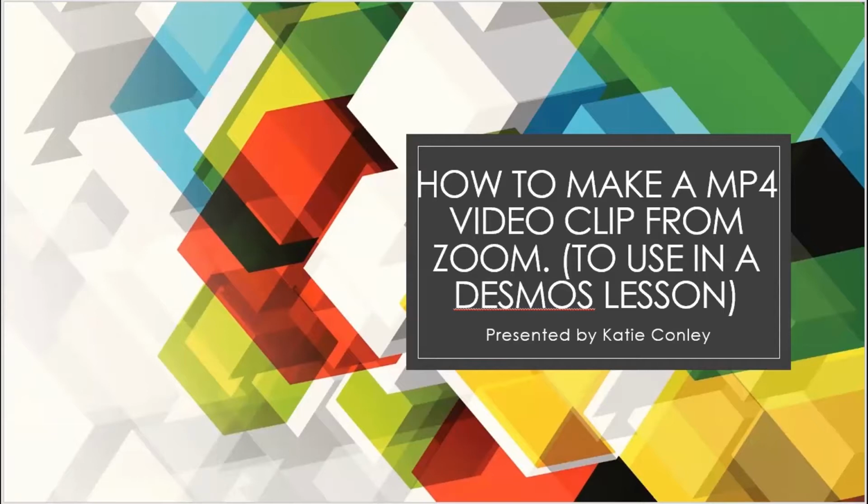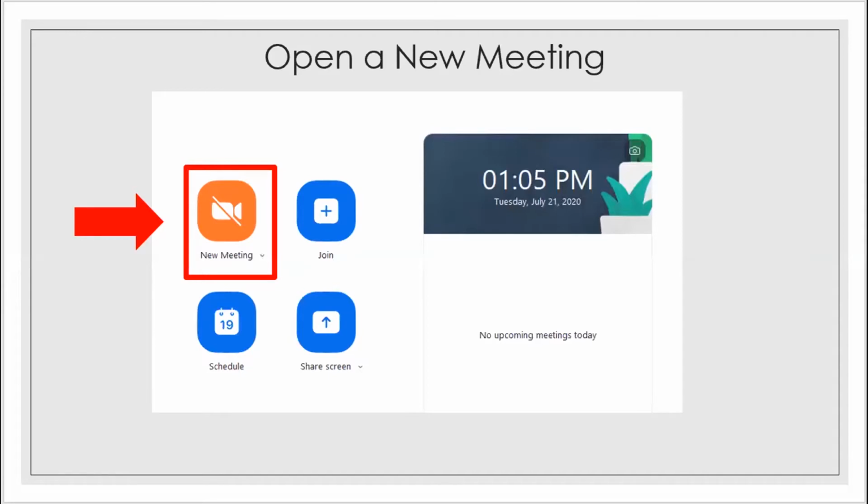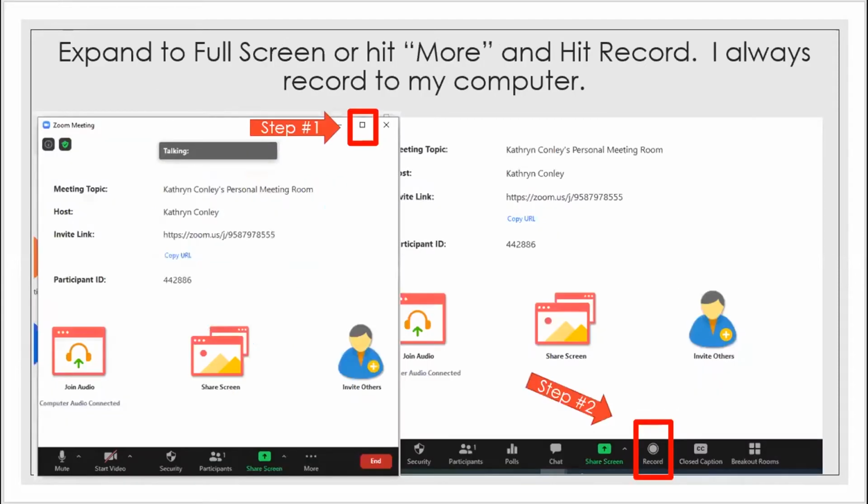But here we go. I couldn't just make a video for you because you can't make a recording of a recording. You get that. So here we go. When you get your Zoom account, it's going to look like this on your computer. Make sure you click on New Meeting. Then from there, spotlight here. You're not going to see the record feature. It is right here in More. So if you hit More, it says Record. You can also just expand it and then you get the view and then you can hit Record.